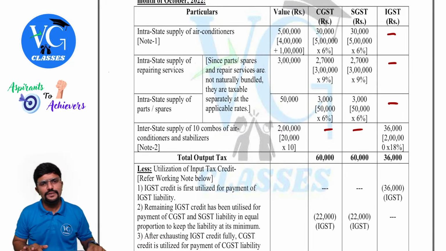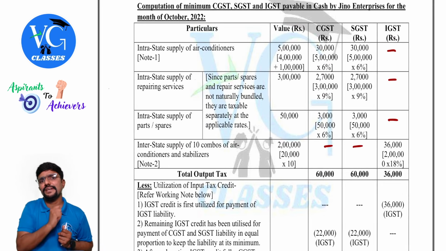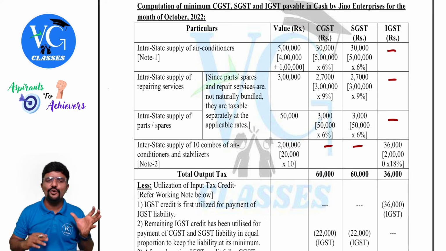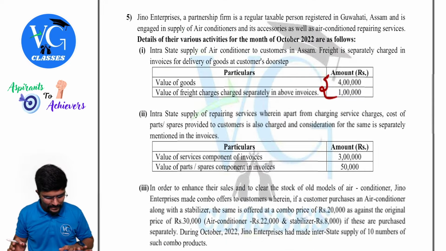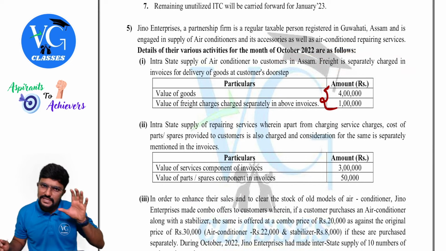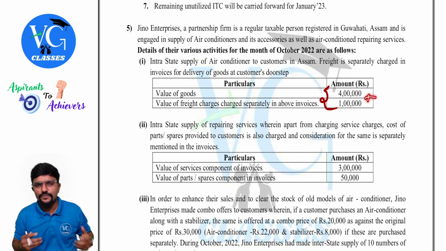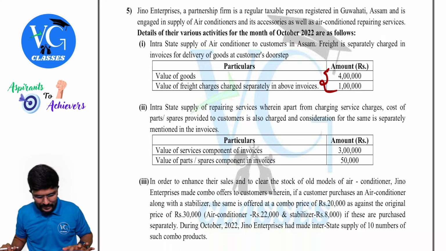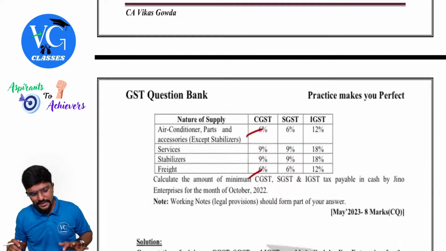Yes, fair enough. Air conditioner along with freight, you can consider it as composite, provided a single price is charged. But here they have clearly given a breakup. Can I take 4 lakh and 1 lakh separately also? Yes, in my opinion, yes, guys, because they have also given it clearly. Freight is separately charged to the customer. So can we consider it as two individual supplies? Yes, in my opinion. Even here you can see, separately charged, separately mentioned, this 50,000 and 3 lakh.